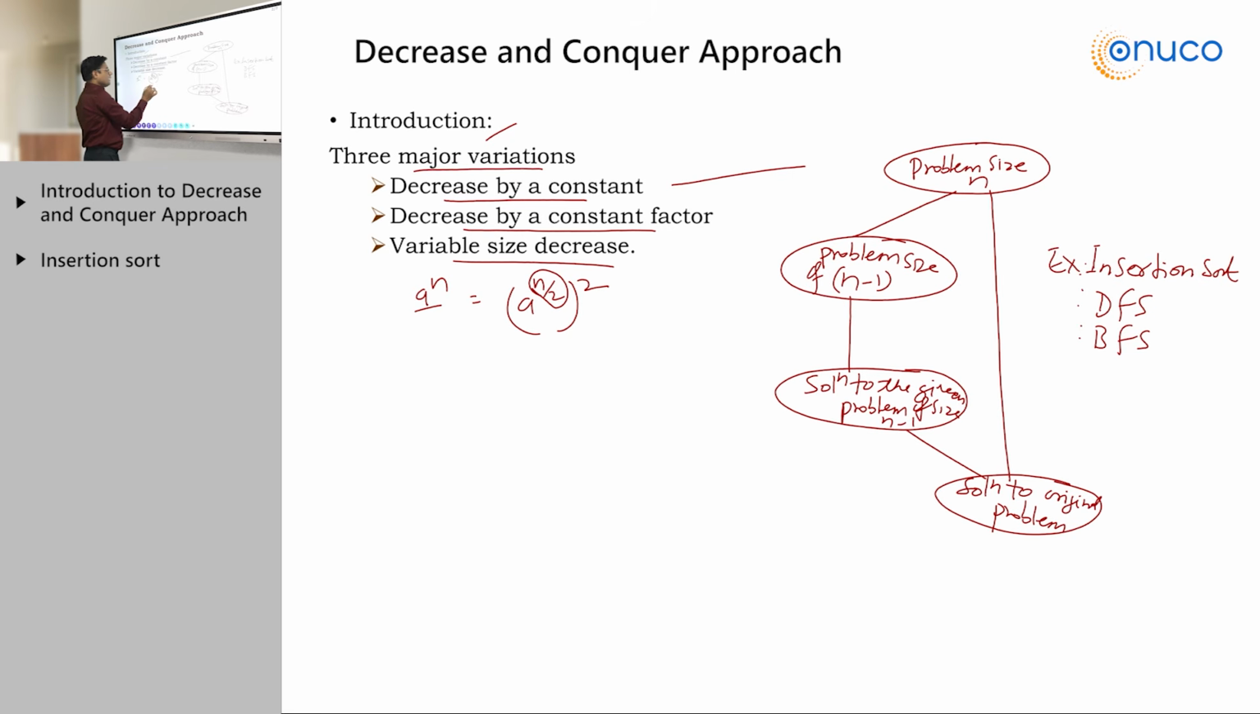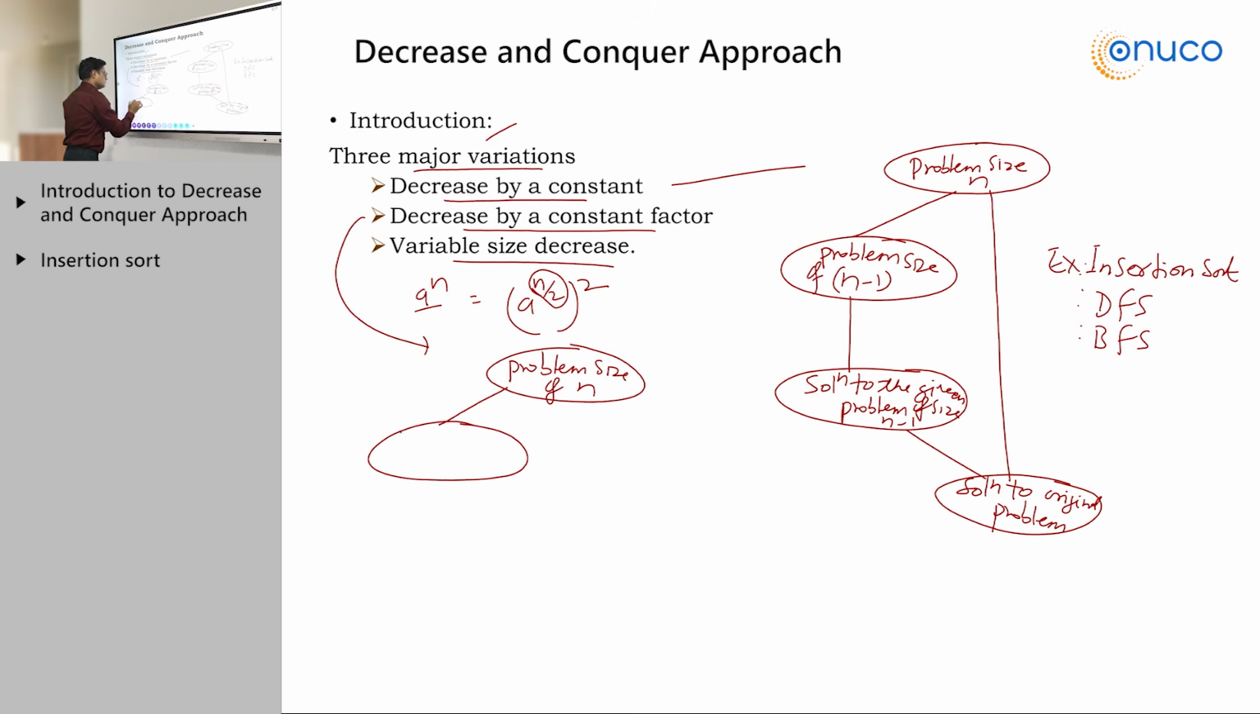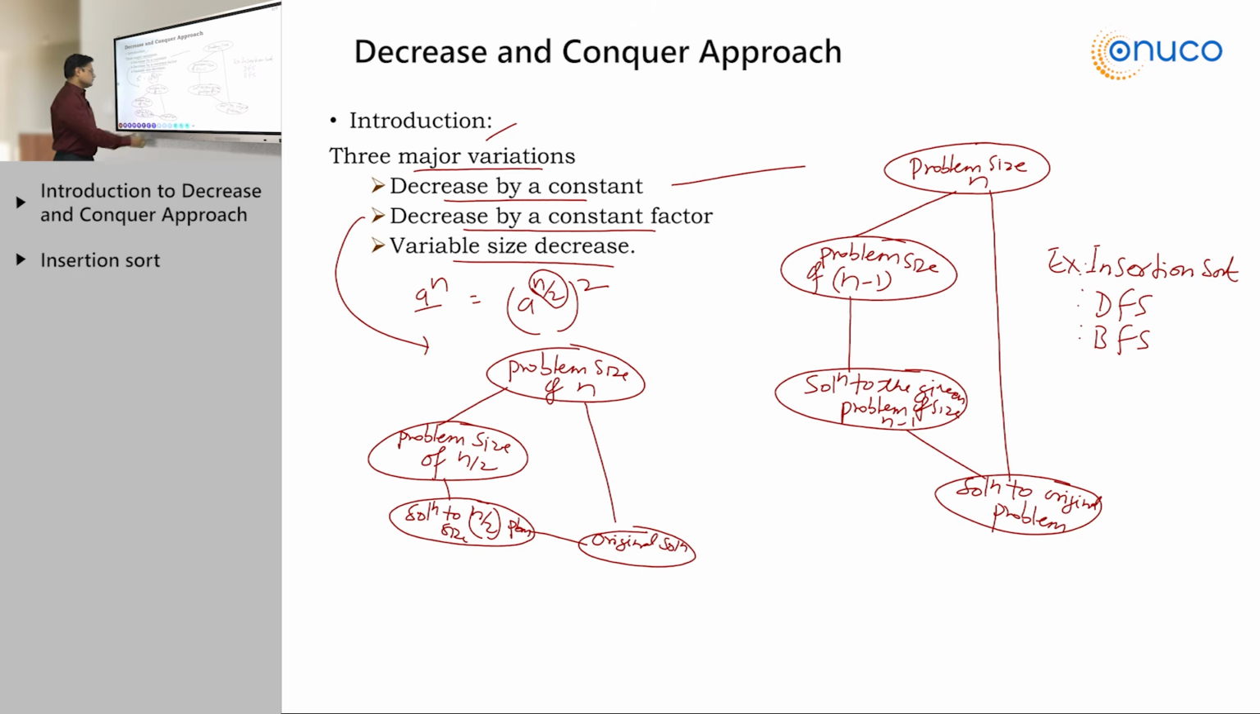So here if you have a problem size of n, then we are talking about a problem size of n by 2, and we are going to find the solution to the n by 2 problem size, and from it we will get the original solution, right?